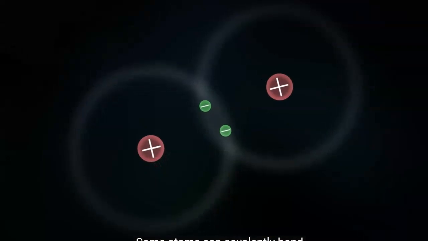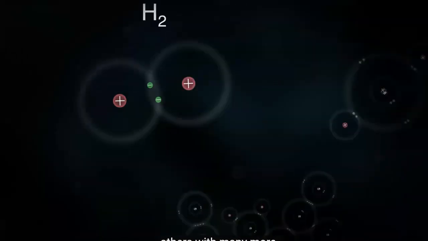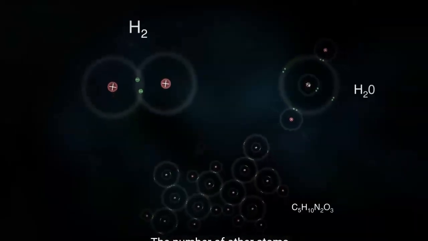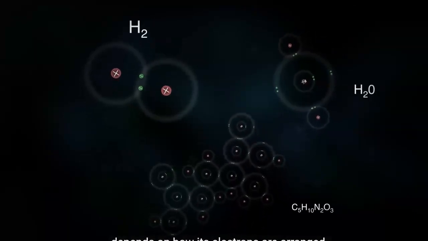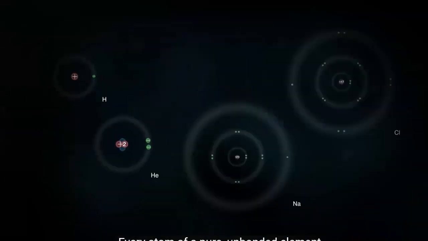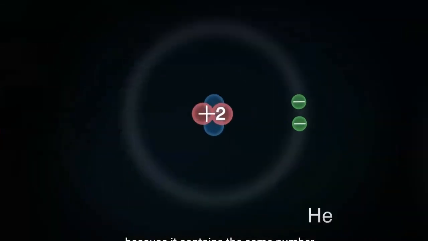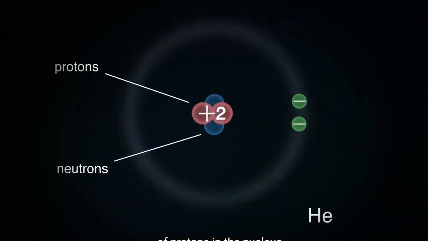Some atoms can covalently bond with just one other atom, others with many more. The number of other atoms one atom can bond with depends on how its electrons are arranged. So, how are electrons arranged? Every atom of a pure, unbonded element is electrically neutral, because it contains the same number of protons in the nucleus as it does electrons around the nucleus. And not all of those electrons are available for bonding.